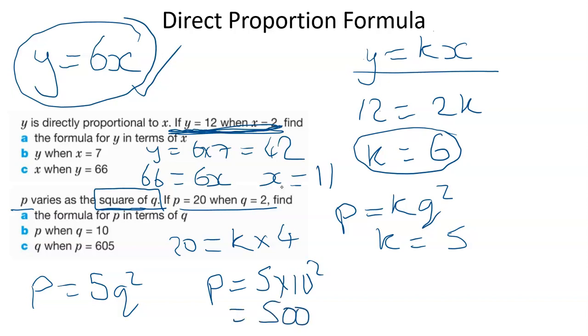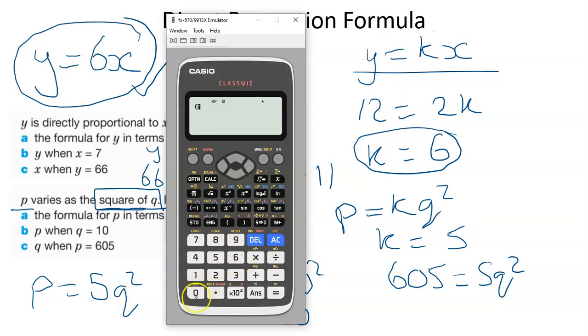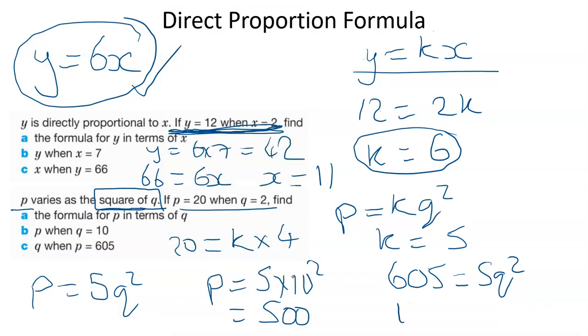And what is Q when P is 605? We can say 605 equals 5q squared. Let's divide by the 5, which is far too late in the evening for me to do that without a calculator. 121. 121 equals q squared, therefore q equals plus or minus 11. Doing the square root to do the opposite.